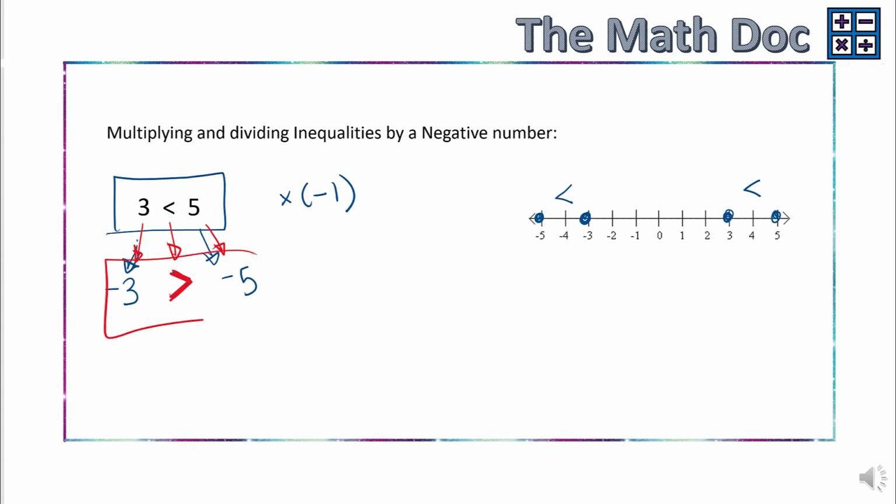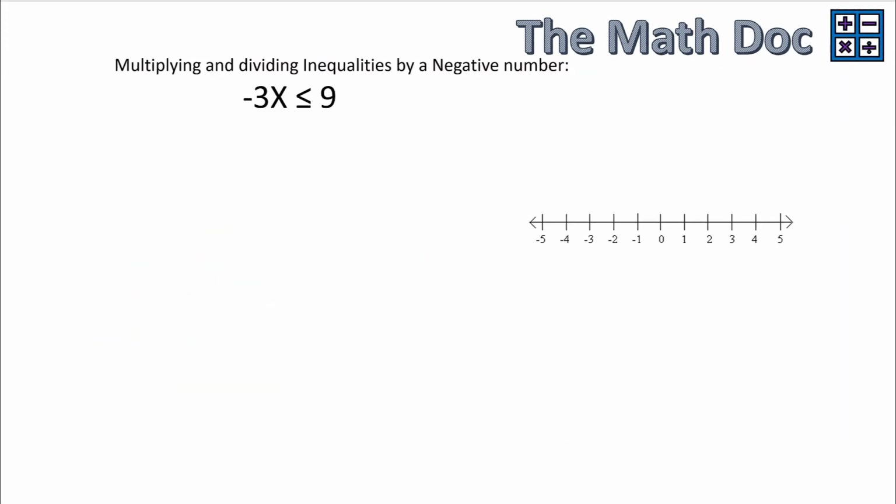And this is a very, very important rule. When we multiply an inequality by a negative number, and the same is true for division by a negative number, we have to switch the sign of the inequality. And this is the rule that we're going to practice now in this video. So let's look at the example that we were considering earlier.